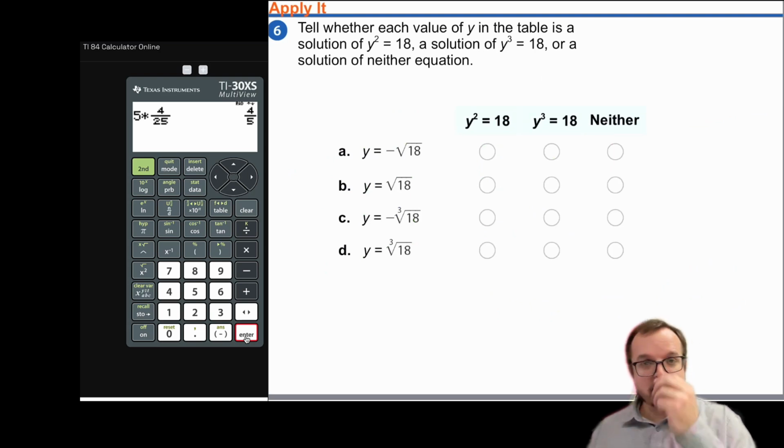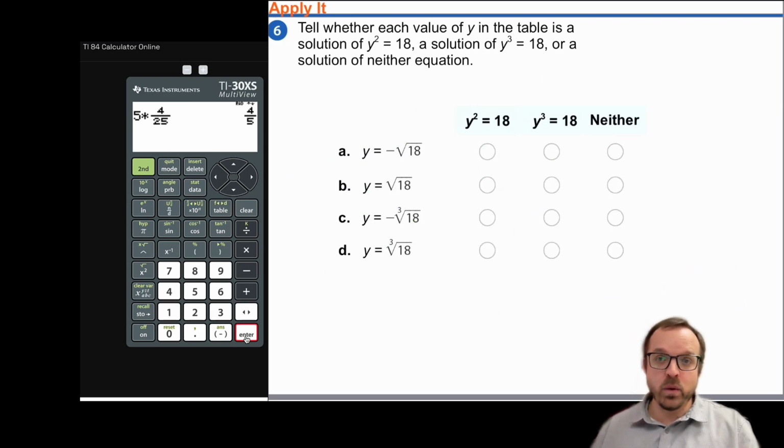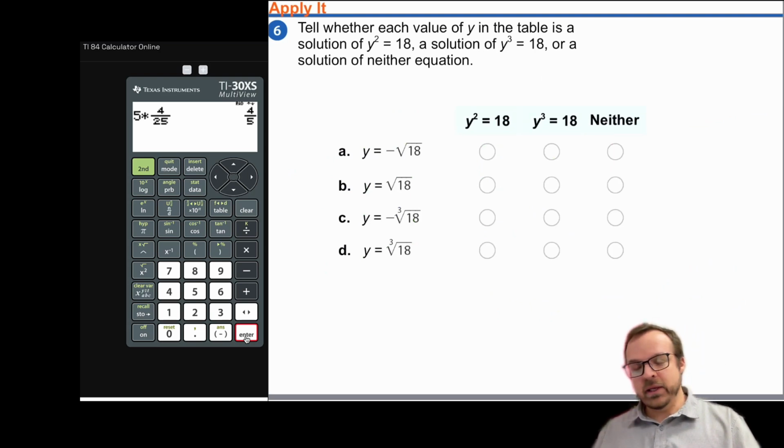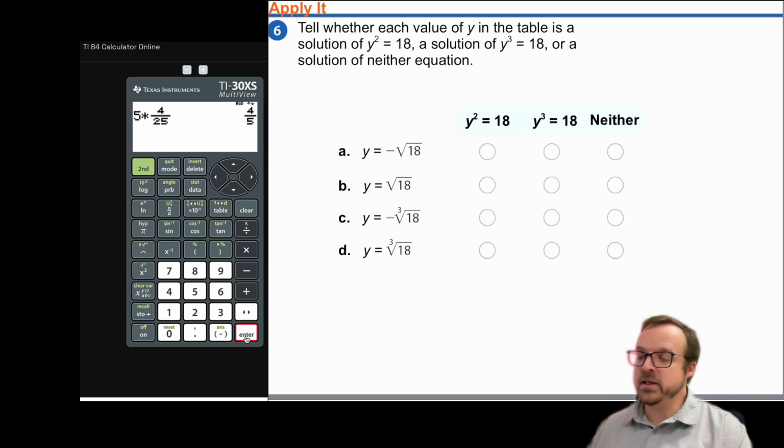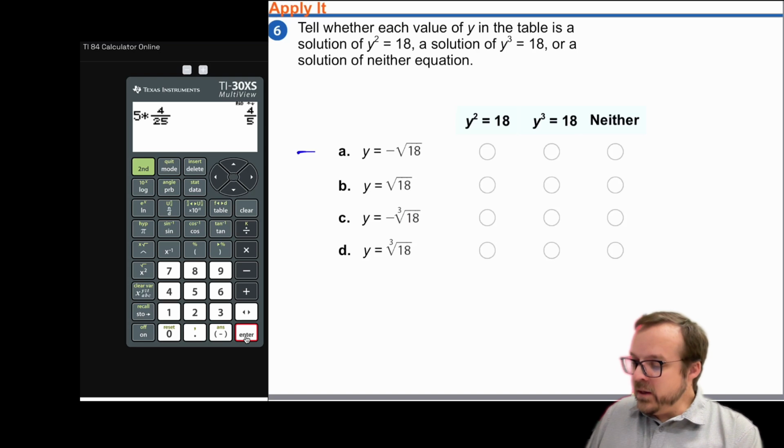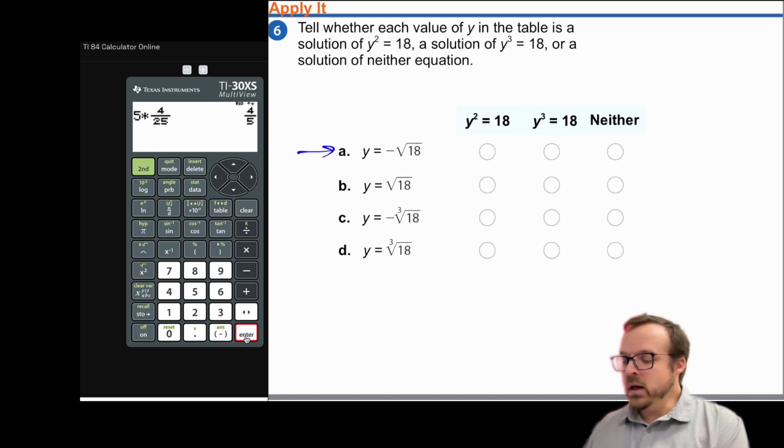All right, and lastly, this is kind of just to plug in and see if it works. Basically, we're being told, hey, if y is this, then do we get this if we square it or cube it? So tell whether each value of y in the table is a solution for y squared equals 18 or y cubed equals 18. For our first one here, A, y equals negative square root 18.